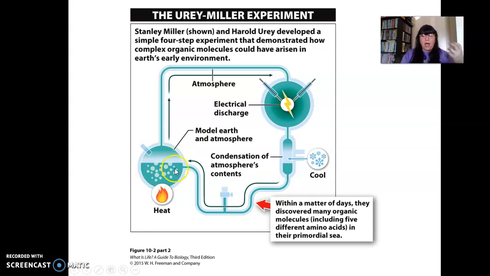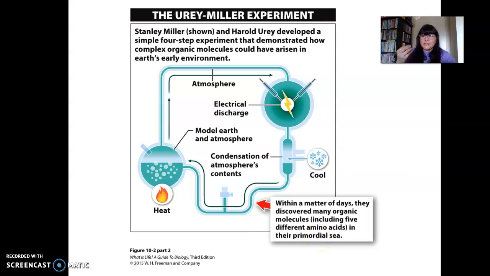They got all the molecules from the primitive environment, heated it up, right? And so the moisture, etc., came up. They used electrical discharge, kind of like lightning, and then they let it cool. And then it says condensation of atmospheric contents. Okay. Within a matter of days, they discovered many organic molecules, including 5 different amino acids in their primordial sea.